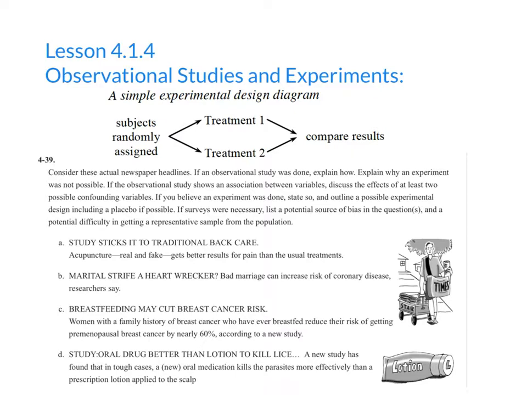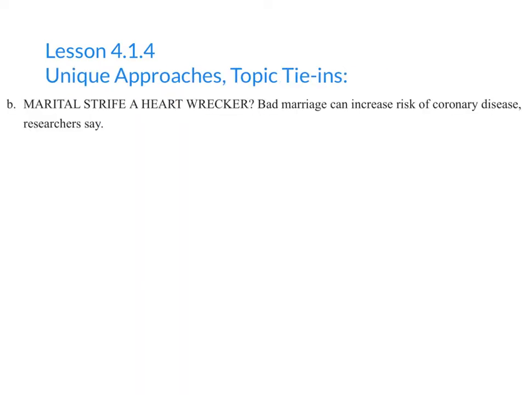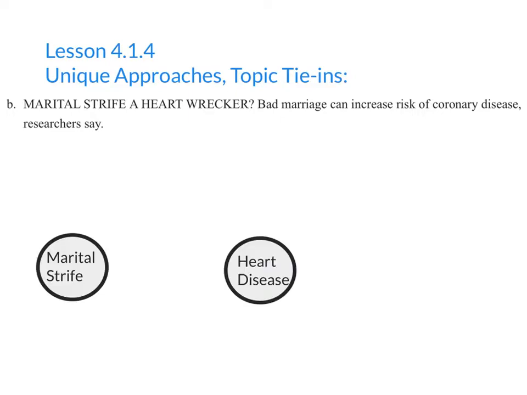Students are given actual news headlines and are asked to determine whether an experiment or observational study was used and how they were designed. This is obviously an observational study because as an experiment, marital strife would have to be applied at random to subjects of the experiment. As an observational study, students are asked to determine confounding variables.